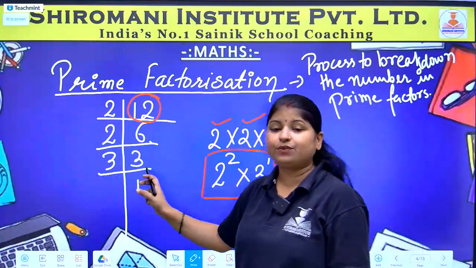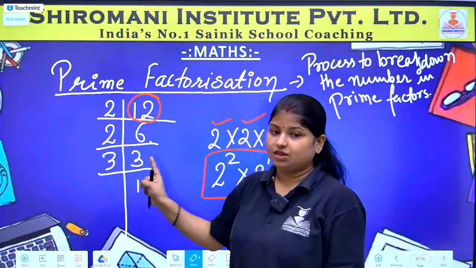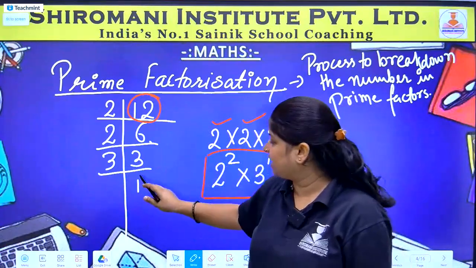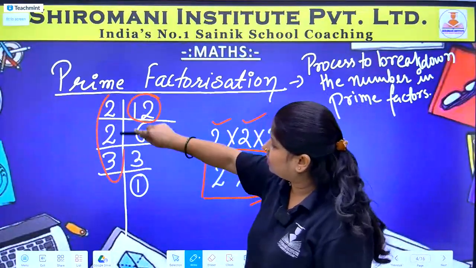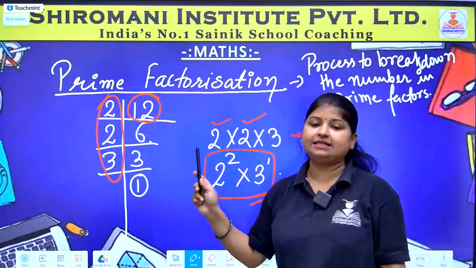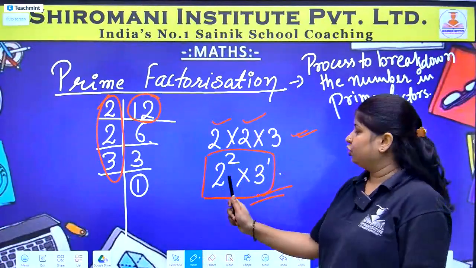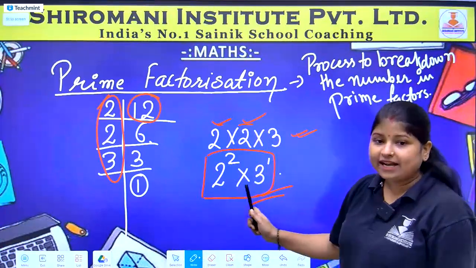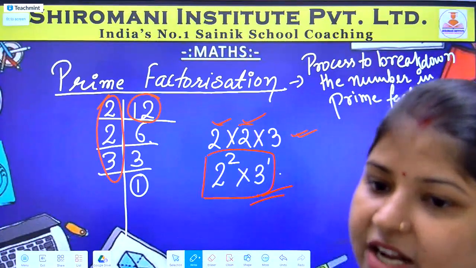Now this 3 is not divisible by 2. I will take another number, which is 3. 3 is divisible by 3. You got 1. You have to repeat this process till you get 1 at the end. And the numbers written on the right side, that is 2, 2 and 3, are the factors. So 2 into 2 into 3 are your prime factors. Because 2 appears 2 times, that's why I wrote 2 to the power 2 into 3 to the power 1. Got it? Harshika G and V Harshika?